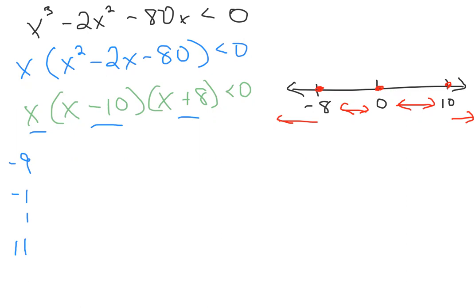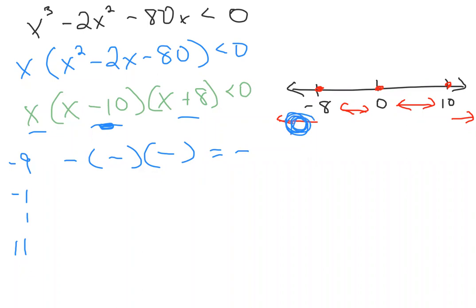And again, all I need to care about is whether it's positive or negative when it comes out, because remember, if it's positive, it means it's above the x-axis. If it's negative, it means it's below the x-axis. So if I plug -9 into the x, I get a negative. If I plug -9 into x minus 10, I get a negative. And if I plug in -9 plus 8, that's -1, so that gives me a negative. And a negative times a negative times a negative gives me a negative. So that means my graph is down here.